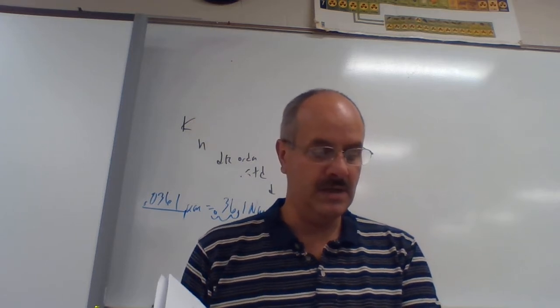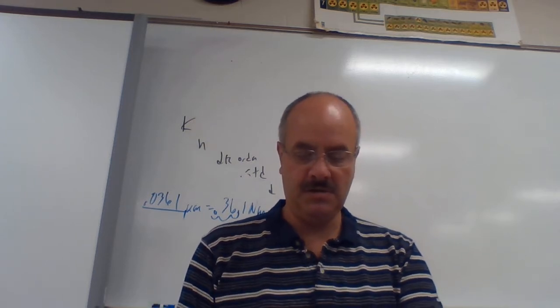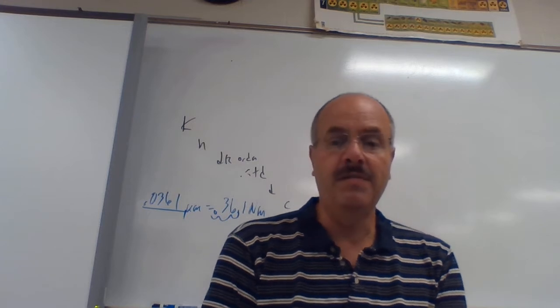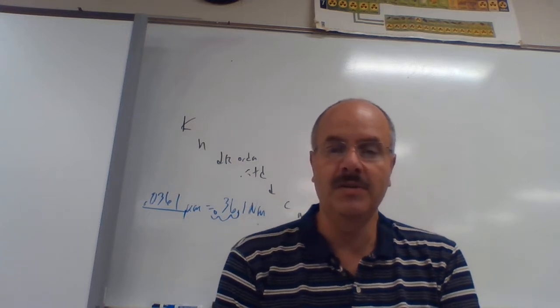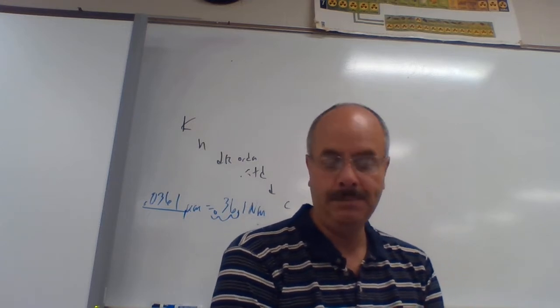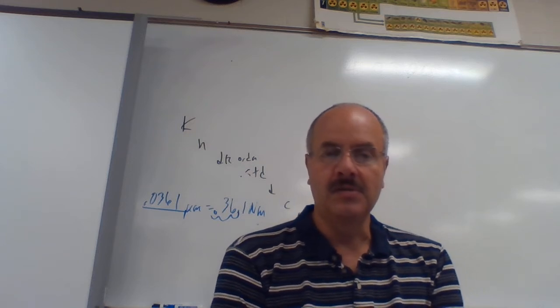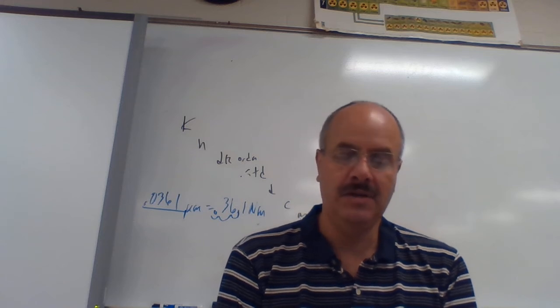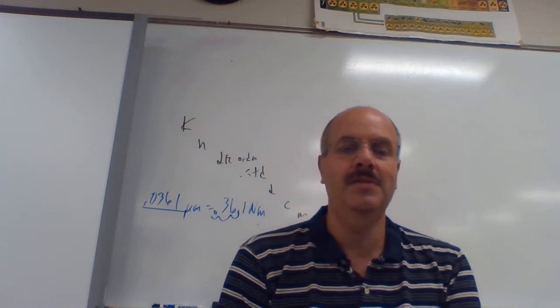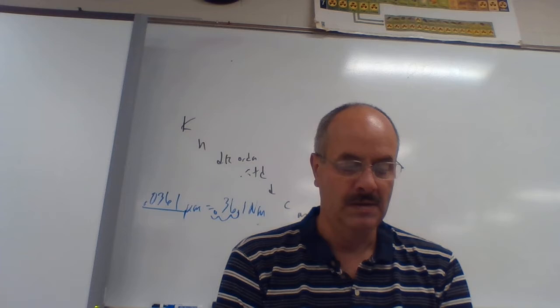Next one is number 13. How many significant figures are in each measurement? We start with 159 grams. So all of those are significant, so the answer is 3. Second one, 0.024. The zeros are in front of the number, so they are not significant. So the 2 and the 4 are the only things significant. So the answer would be 2.